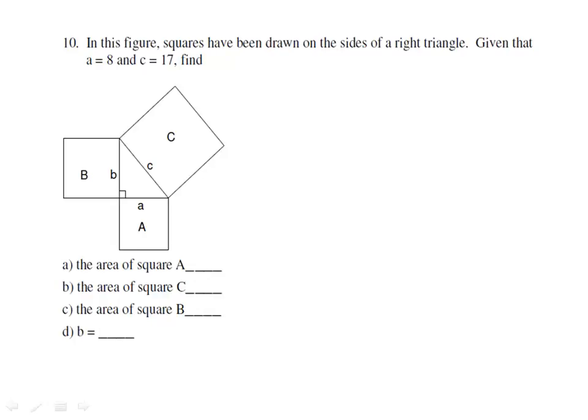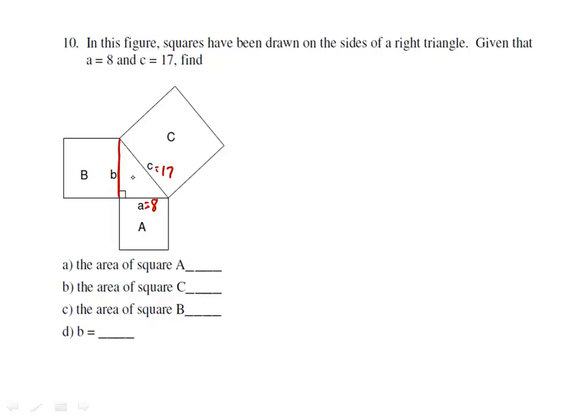Okay, this figure is based on the Pythagorean theorem. Squares have been drawn on the sides of a right triangle, given that A equals 8. So I'm going to write that in. The side length is 8. C equals 17. All right. Find the area of square A.